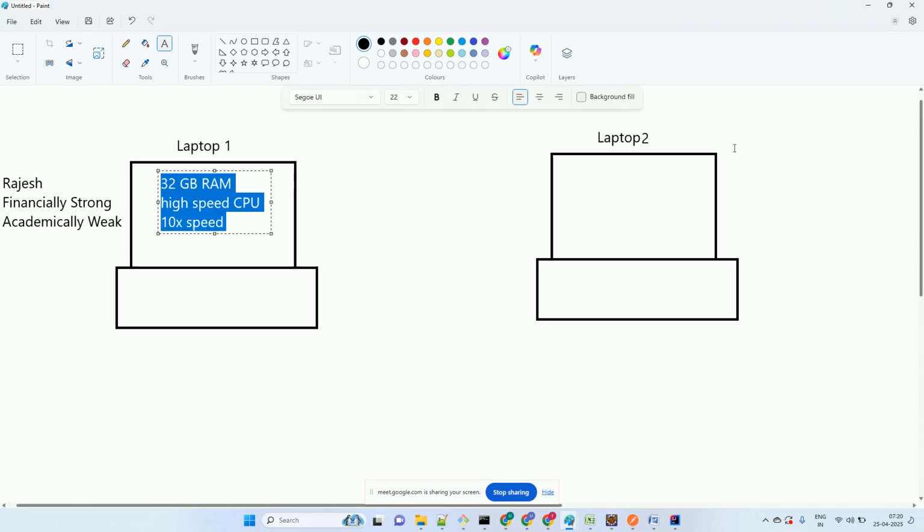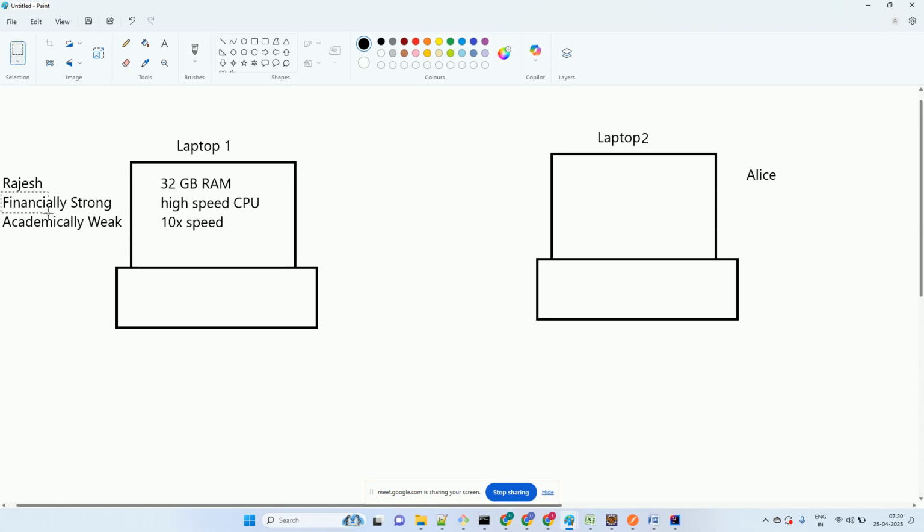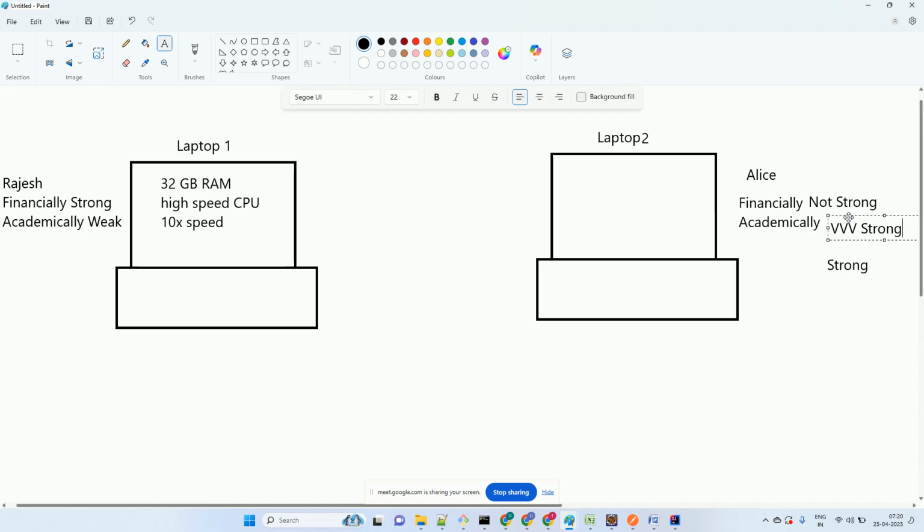And this second person, let's say Alice, is on the flip side academically very strong, but financially not that strong. So instead of writing weak, we can say financially not strong, but academically she is very, very, very strong. But her laptop configuration is not that big. Maybe she has 4 GB RAM, and if this is the 10x speed, this laptop is 1x speed. The CPU speed is one time the speed of Rajesh's laptop, right?